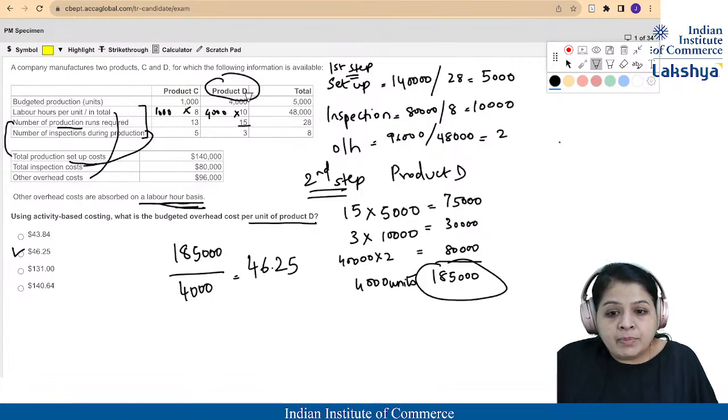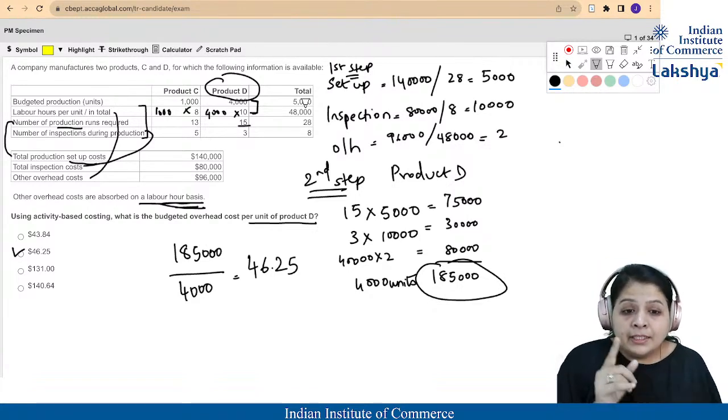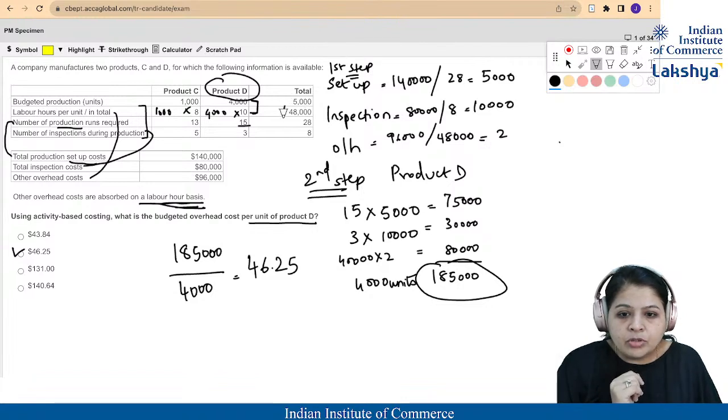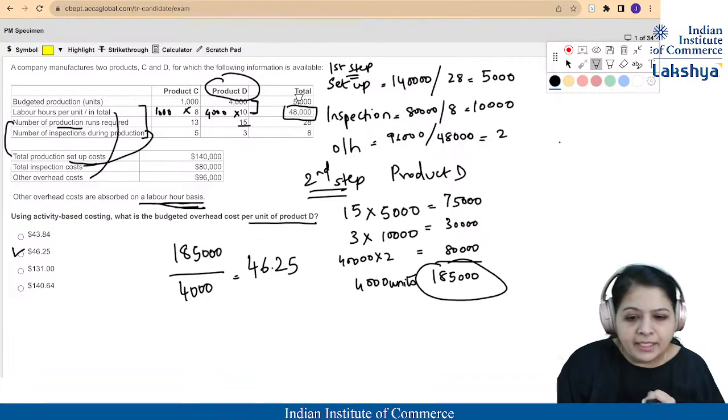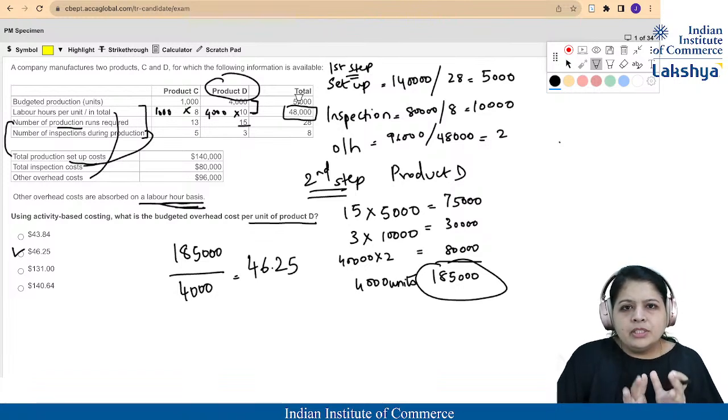Even the labor hour per basis, read the question properly, right? This labor hour is per unit. You need to find out the total labor hours, right? So that's why you multiply your per units with the total labor hours, right? In this question, that 48,000 is also given to you. Just in case it is not given, we should be ready to figure out how to get your total labor hours, right?